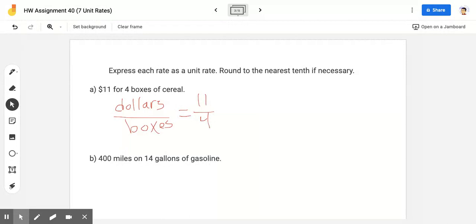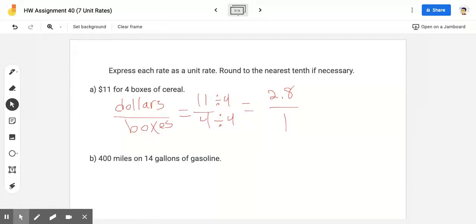So let's find out what the unit rate is. To find the unit rate, I'm going to divide the top and bottom by 4. All right, and what would we end up with? Break out my calculator. 11 divided by 4 is 2.75. And we could round it to the nearest tenth, it said. So we can say 2.8 over 1. So for 1 box of cereal, it's going to be worth about $2.80. About $2.80 per box of cereal.